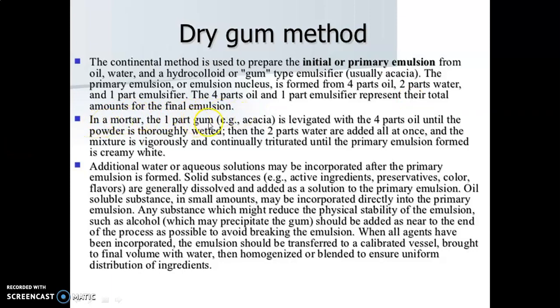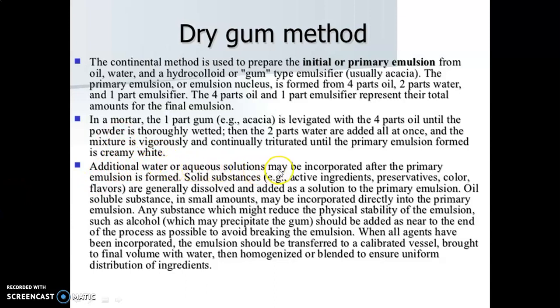In a mortar, the 1 part gum, for example acacia, is levigated with the 4 parts of oil until the powder is thoroughly wetted. Then the 2 parts water are added all at once and the mixture is vigorously and continually triturated until the primary emulsion is formed, which is a creamy white.